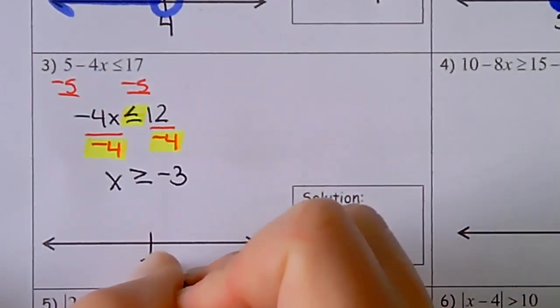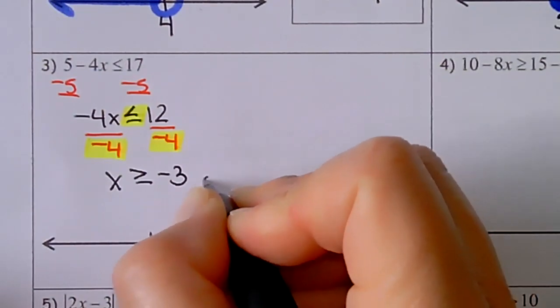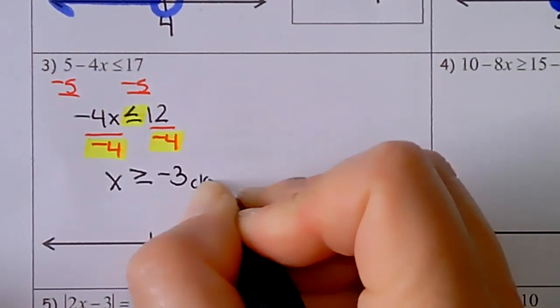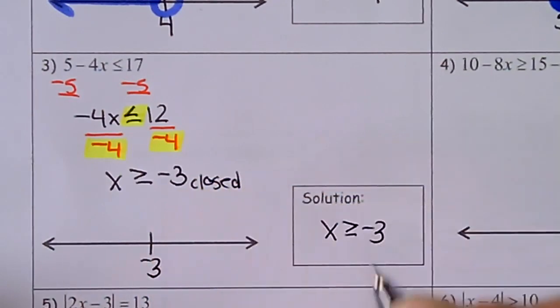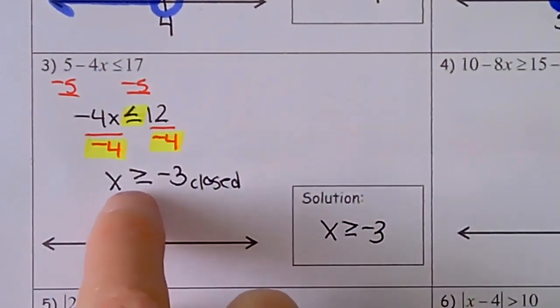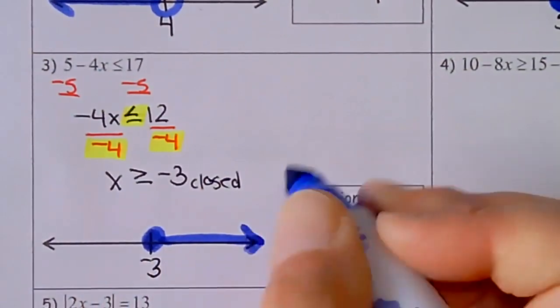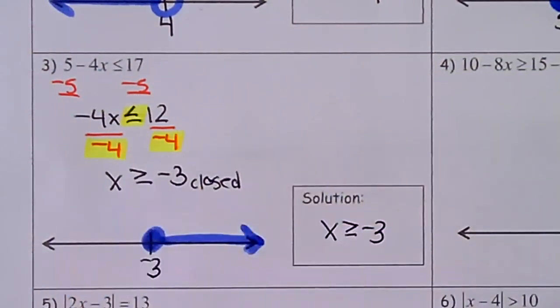I'm going to put -3 on my number line. I am going to decide if it's open or closed, and this one is closed. So I'm going to have my closed dot. And it's greater. Again, notice the x is on the left-hand side. My shading is going to go the direction my inequality is pointing. And that's your answer.